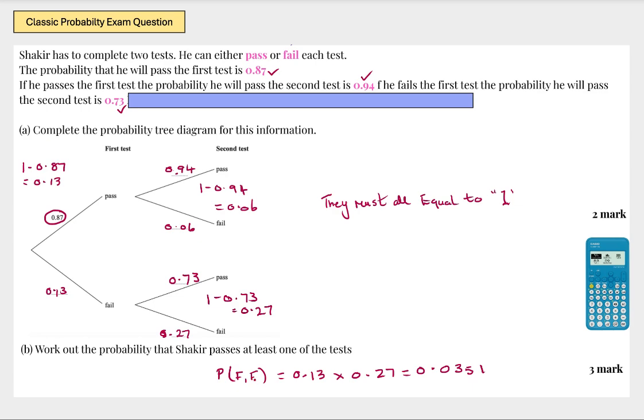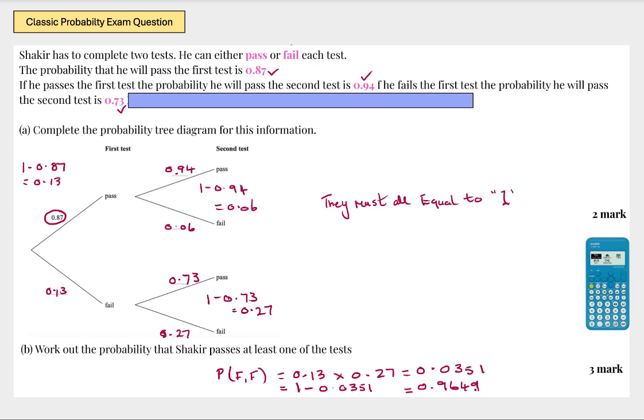There is a longer way of doing it, but I like to try and keep things as simple as possible instead of writing them all down and working it all out. So the answer is 1, because it's got to be out of 1, minus 0.0351, which equals 0.9649. And that's the answer.